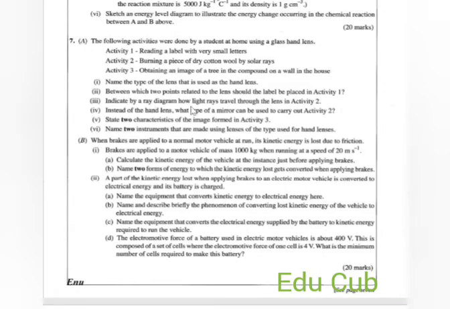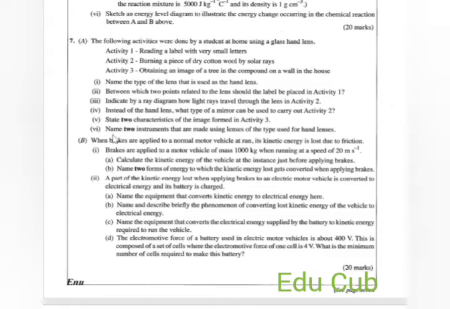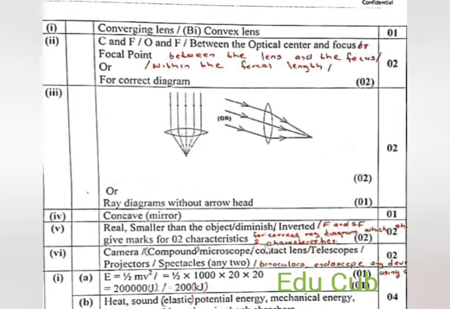Indicate by ray diagram how light rays travel through the lens in activity 2. Here like this, you have to draw the lens, then how the rays travel through the lens, straight lines. If you draw the diagram without arrowheads, you will lose 1 mark here. Instead of hand lens, what type of mirror can be used to carry out activity 2? The mirror is a concave mirror. We can use it to carry out that activity.